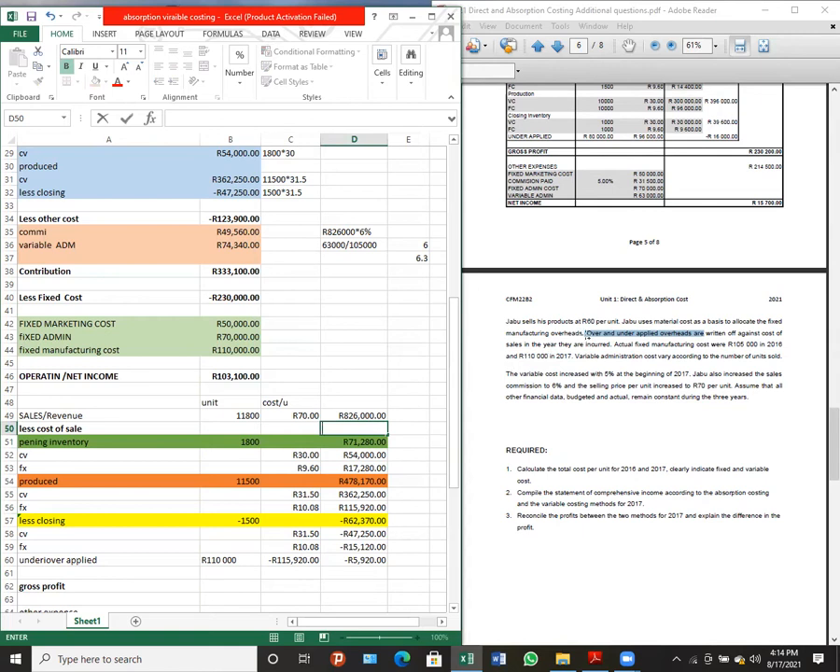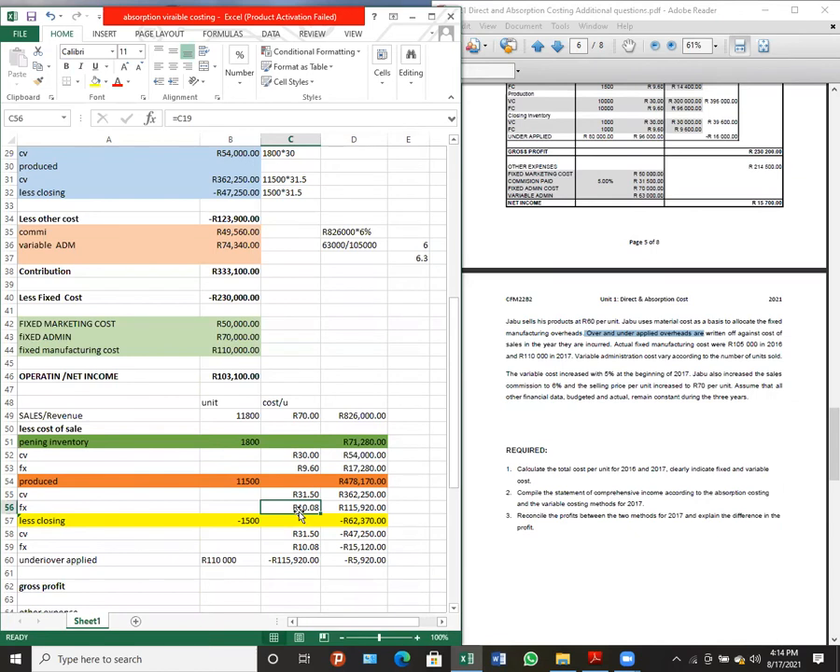Sorry, repeat again. I'm asking, is it always the case that we have to take the fixed costs under produced units for the applied? Yeah, we should take the one that is under the applied, because this year we have produced this unit, and this 10 rand is the applied, the one that is the fixed cost, which is applied.